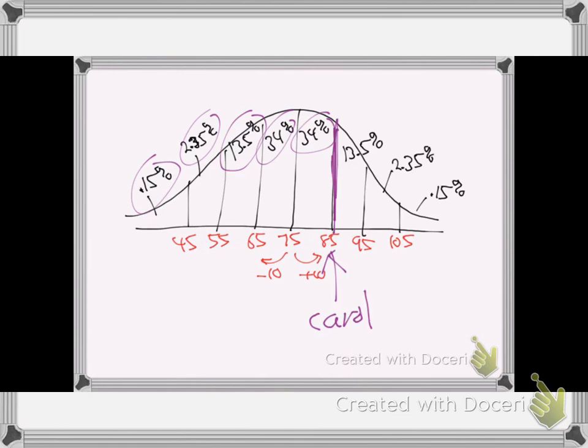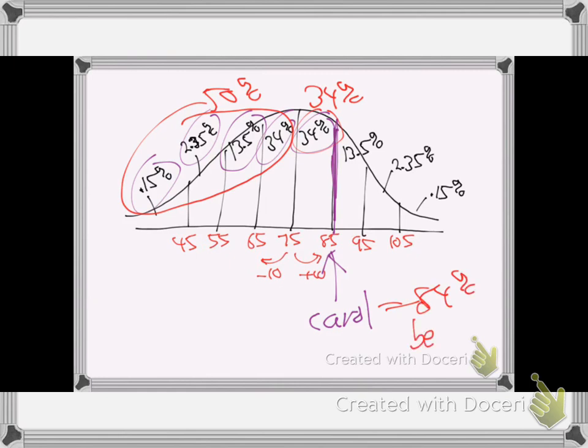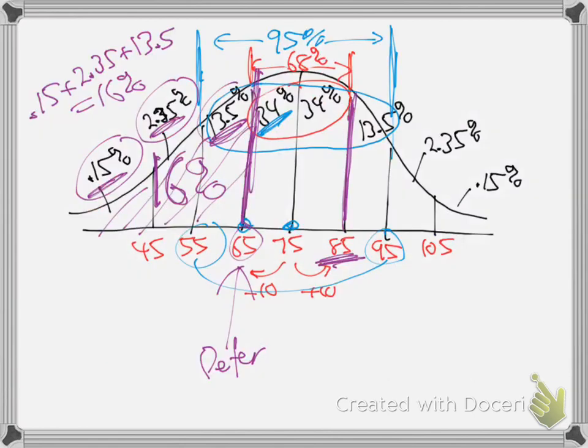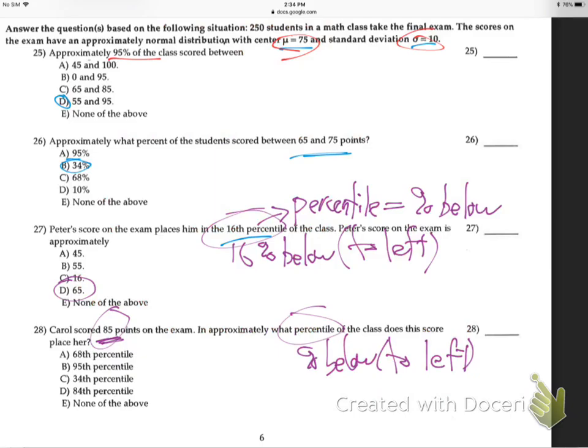What percentage is below her? What's her percentile? Percentile means percentage below, right? So what percent is below her? 50 plus 34, right. Because all of this right here is 50%, half the curve. Plus 34%, Carol must have 84% below her. She's at the 84th percentile, isn't she? Good? Making sense? Keep moving.